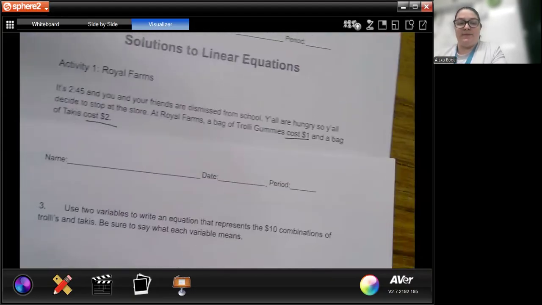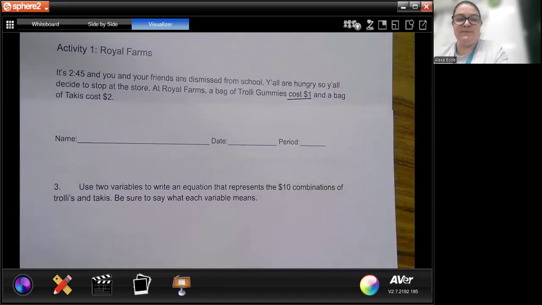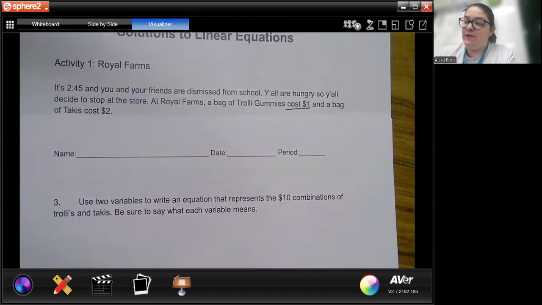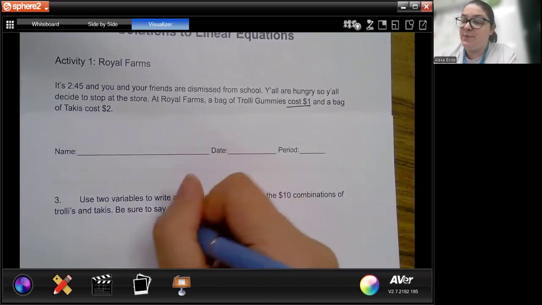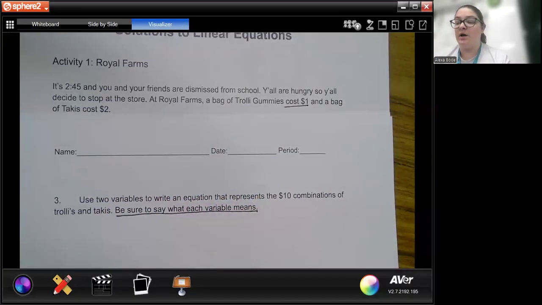I'm going to put our word problem back up at the top and go to the next page. So if you flip to the next page, you will see problem 3. Use two variables to write an equation that represents the $10 combinations of gummies and Takis. Be sure to say what each variable means. So this part here is very important. When you're able to write an equation yourself, you need to say what each variable is.